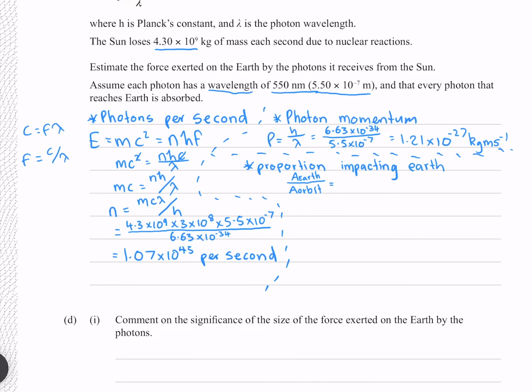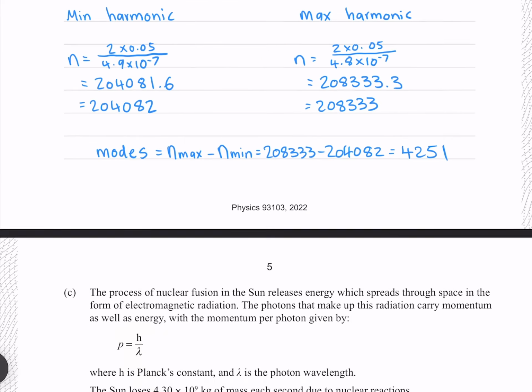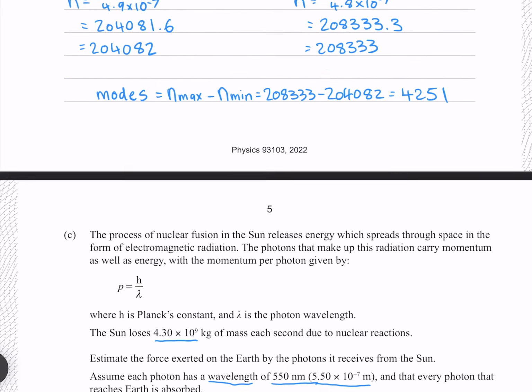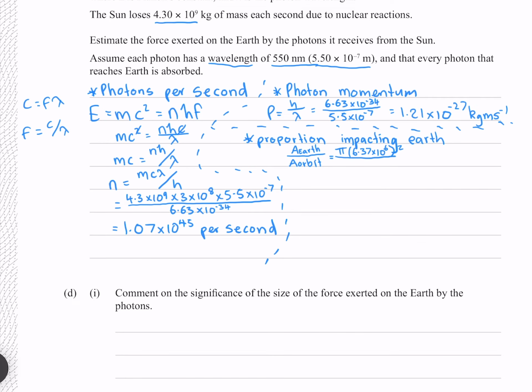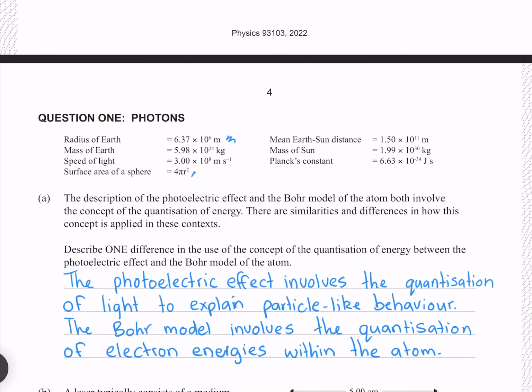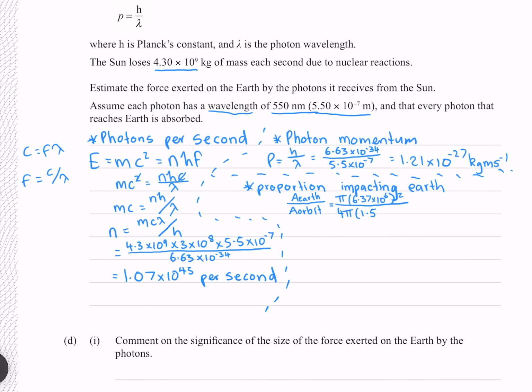The cross-sectional area of the Earth is pi r squared, where r is the radius of the Earth, which we're given all the way up here as 6.37 times 10 to the 6. The area of the sphere at Earth's orbit is given by our equation here, 4 pi r squared, where r is the mean Earth-Sun distance, which gives me 4.51 times 10 to the minus 10.